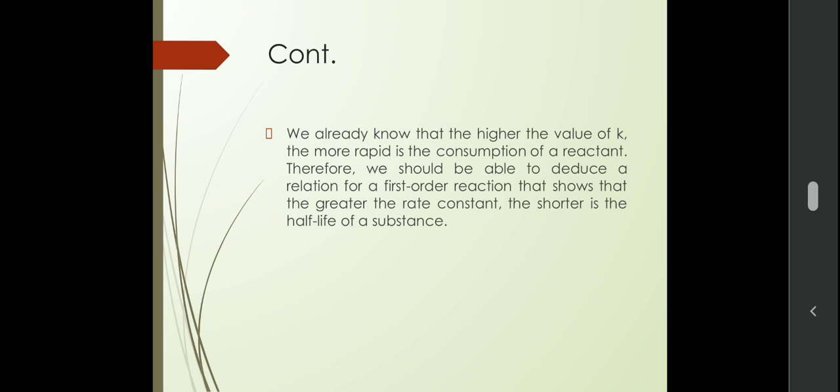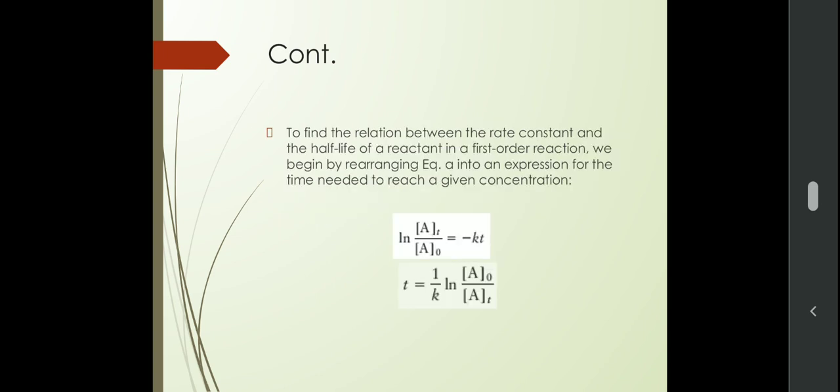We are familiar with the rate constant k, and we know in a first order reaction, the higher the value of a rate constant, the greater is the consumption of the concentration in a reaction. Hence, there can be a relationship between them. Now, in order to find a relation between them, we will rearrange the given equation that my fellow has already explained earlier, which is ln [A]/[A]₀, where [A] is the concentration at that specific time of the reaction and [A]₀ is the initial concentration, is equal to negative of rate constant k into t.